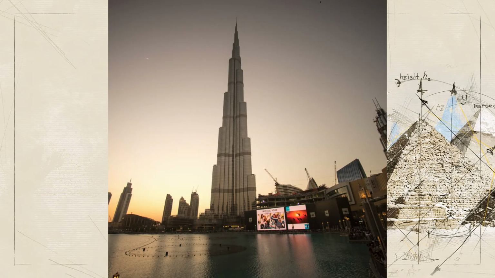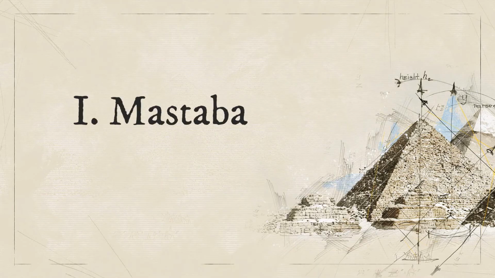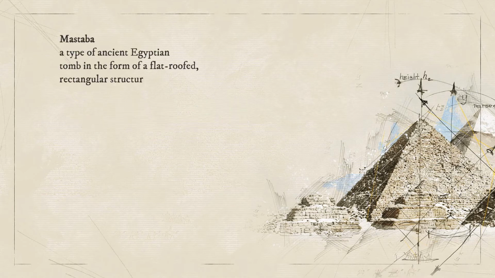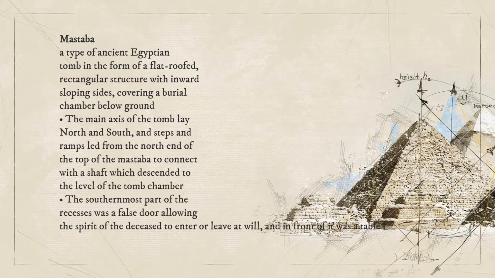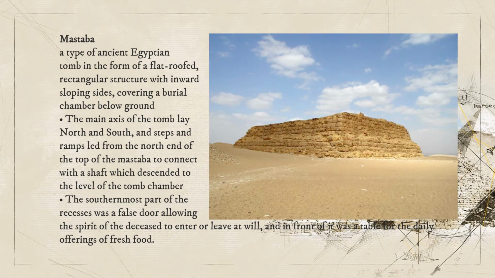The world's first skyscrapers were tombs, and just like our own buildings, a product of centuries of engineering trial and error. Firstly, we have the mastaba, meaning house of stability, house of eternity, or eternal. A type of ancient Egyptian tomb with a flat roof, a rectangular structure with inward sloping sides, covering a burial chamber below ground. In terms of its axis, it lies from north to south, while steps and ramps led from the north end of the mastaba. There is also a shaft that connects down to the tomb chamber.